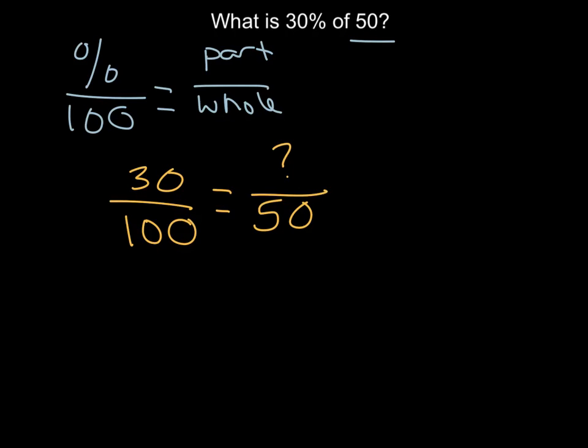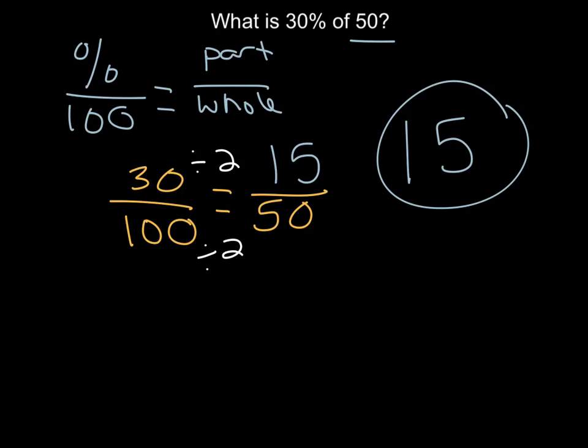From here, we use proportional reasoning. So we think, how did I get from 100 to 50? We realize that our number is getting smaller, so we divided by 2. 100 divided by 2 will give me 50. So whatever I do to the denominator, I also do to the numerator: 30 divided by 2. So we know that 30 divided by 2 will give us an answer of 15. So to answer our original question of what is 30% of 50, our answer would be 15.